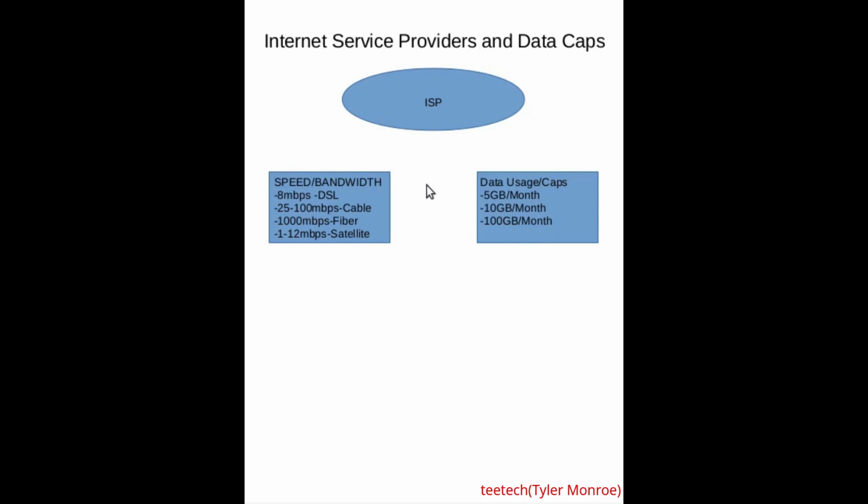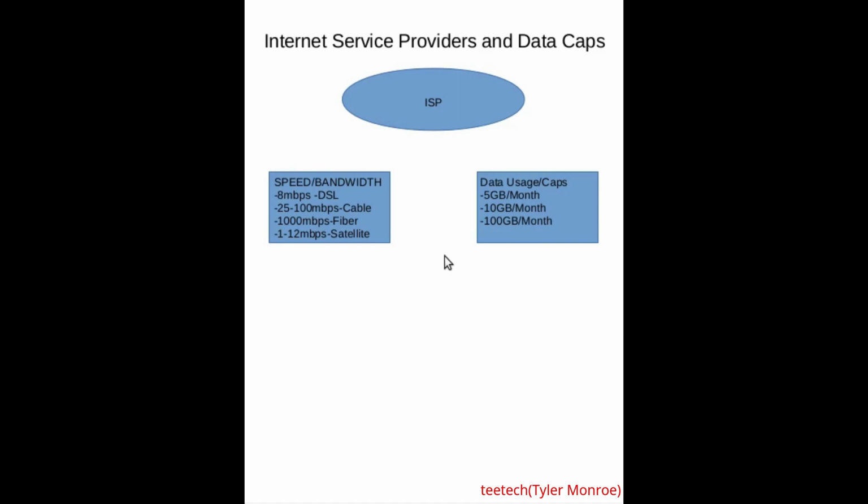And these are just some examples. You can have 5 gigabytes a month. It gets confusing when you're talking about bits and bytes and you misspeak. 10 gigabytes and 100 gigabytes and more than that. And a lot of them, at least with internet connections I've seen, are unlimited.